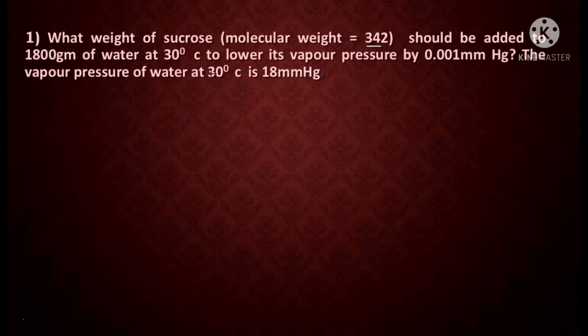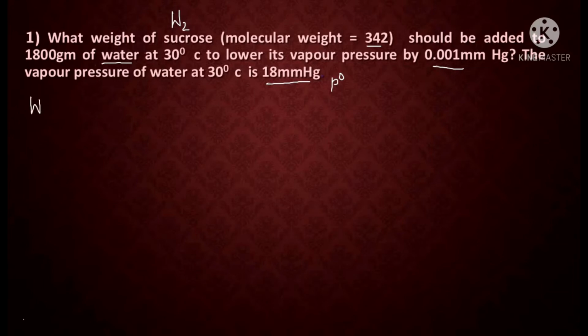See, they are asking you to calculate the weight of sucrose, that is W2, the weight of the solute. But the molecular weight of the solute is given, and the weight of the solvent is also given. Solvent is water, and the lowering of vapor pressure, that is P0 minus P, is also given, that is 0.001 mmHg. And then what else is given? P0 is also given, 18 mmHg, that is the vapor pressure of pure solvent water. So let us write the data first, then we'll come to the problem.